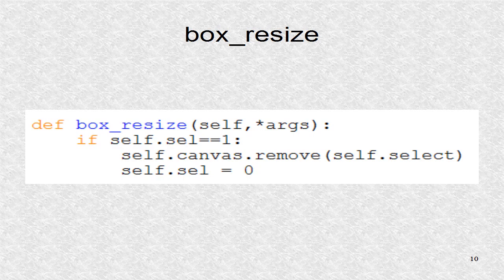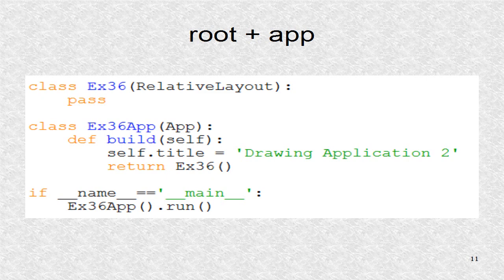10. The box resize function is called by on W and on H functions. It removes the box should it exist. 11. The root class is based on relative layout. The application's title is Drawing Application 2. This will be displayed on the window.